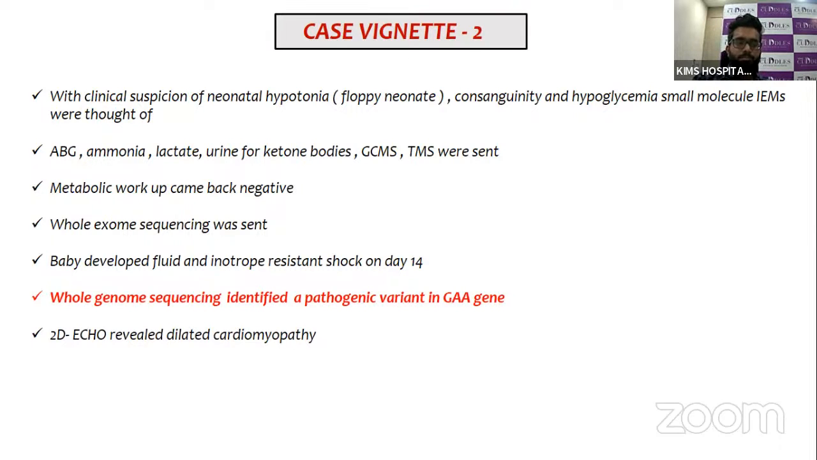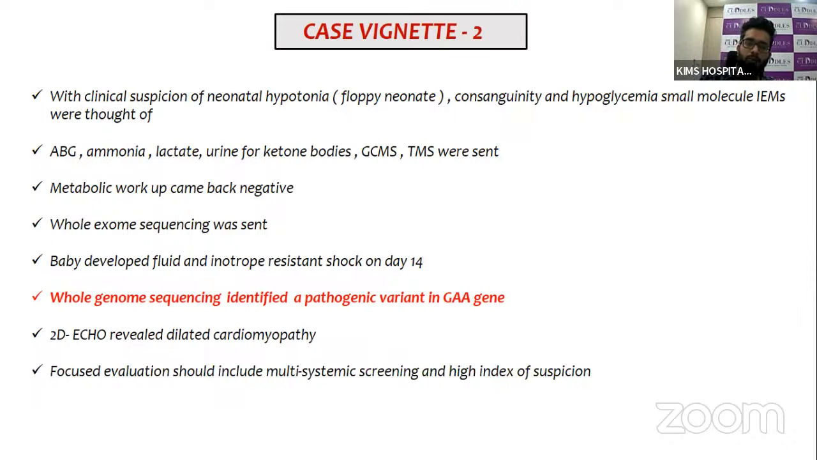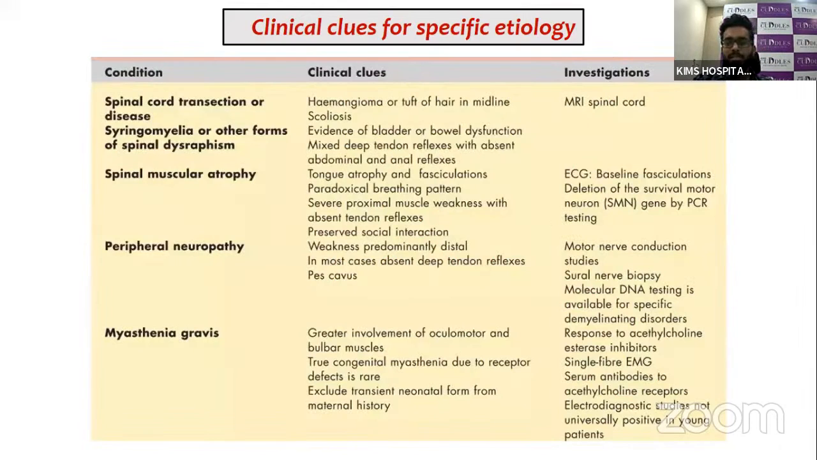Hypoglycemia was one of the clues, because hypoglycemia is one of the characteristic features in GSDs, and Pompe is one of the GSDs. A 2D echo, if done earlier, would have picked up the dilated cardiomyopathy alone. That's why I said the focused evaluation should include multisystemic screening with a high index of suspicion for whatever you're dealing with. So I'll just have a quick overview of all the clinical clues.